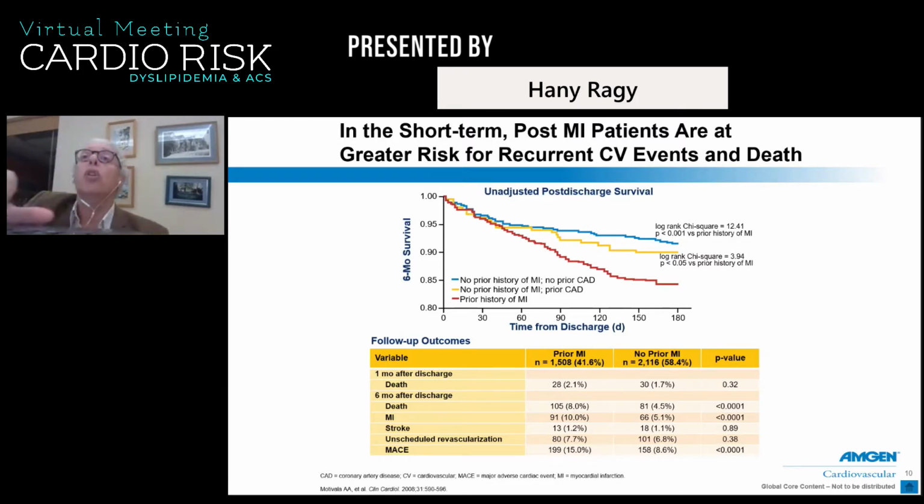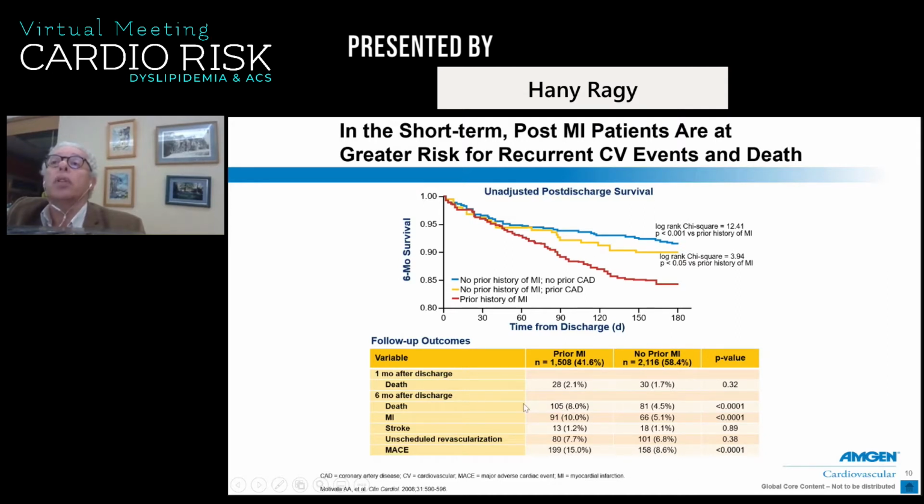In the short term, post-myocardial infarction patients are actually at the greatest risk of recurrent cardiovascular events and death. The patients in the blue line are those who did not have MI or prior history of coronary artery disease. The ones in yellow have no prior history of MI, but prior coronary artery disease. The ones in red have already had 1 MI before. And the adjusted post-discharge survival is the worst in the people who have had a second heart attack after already having a previous myocardial infarction.